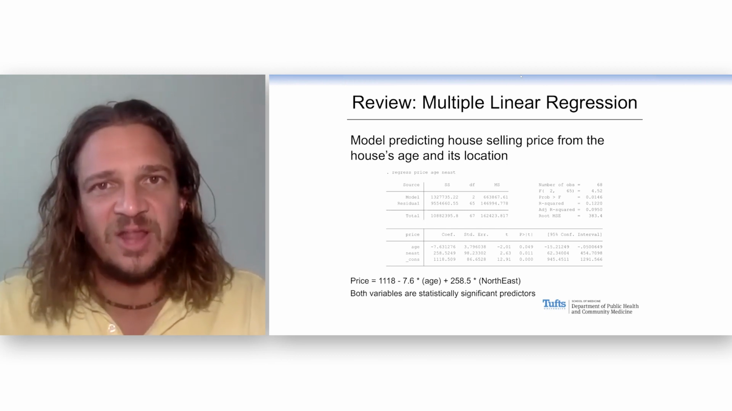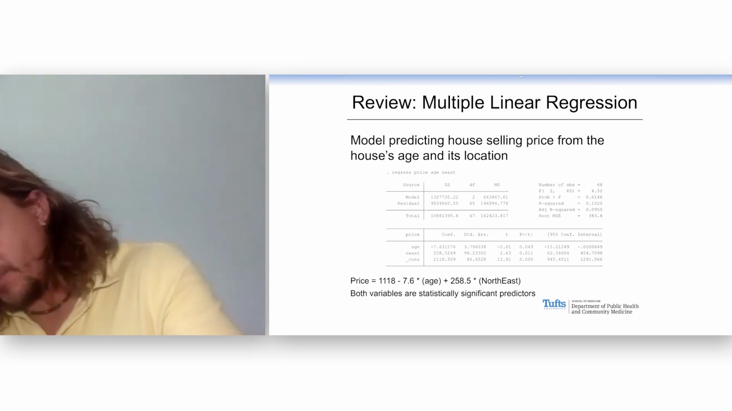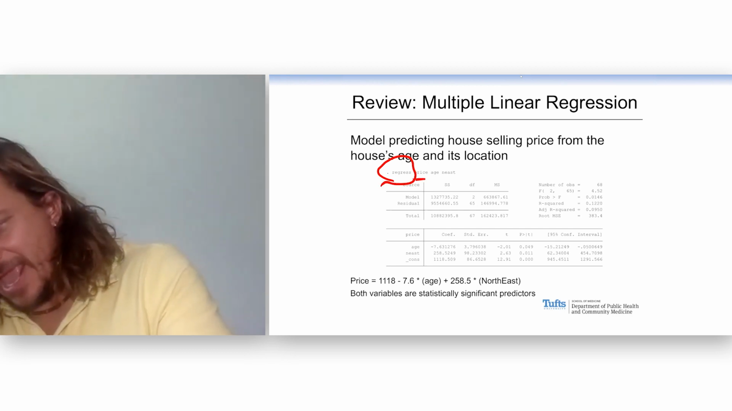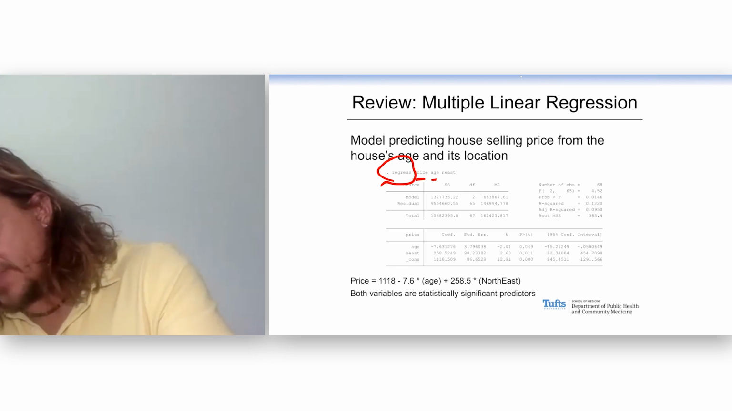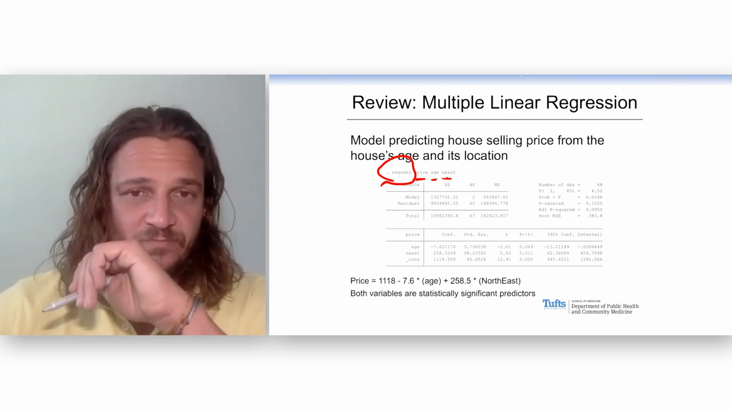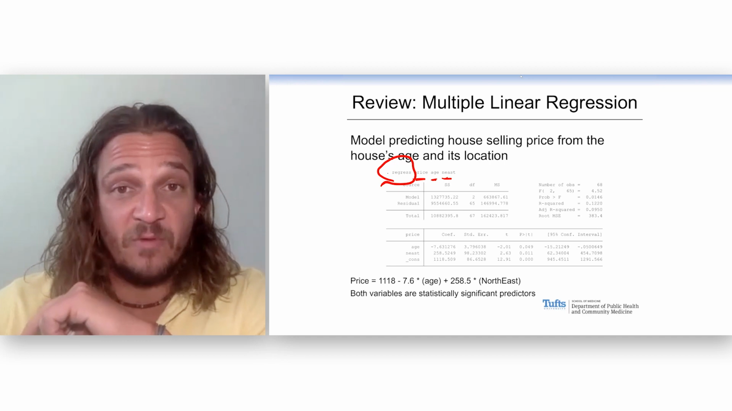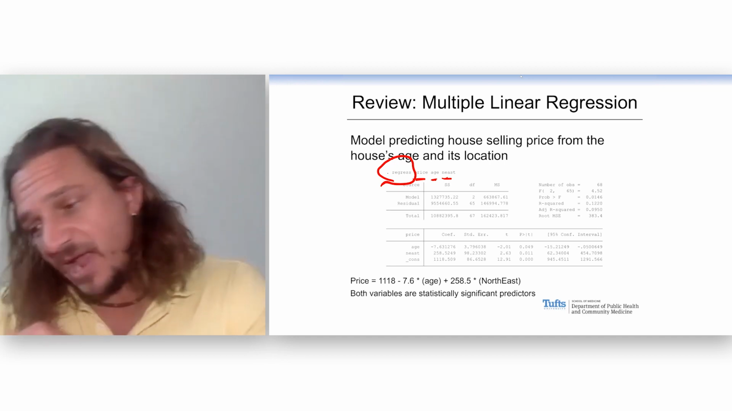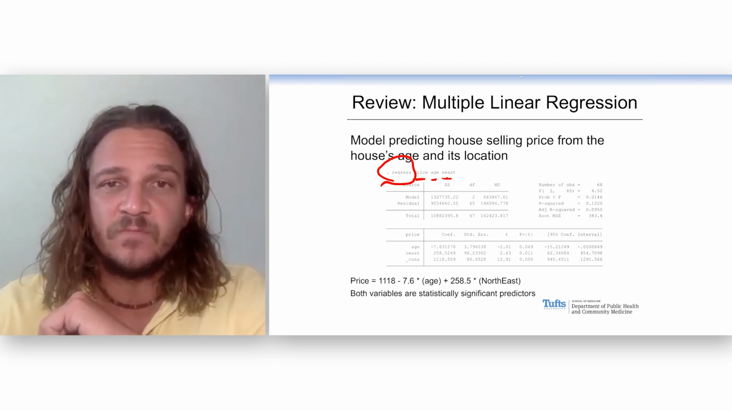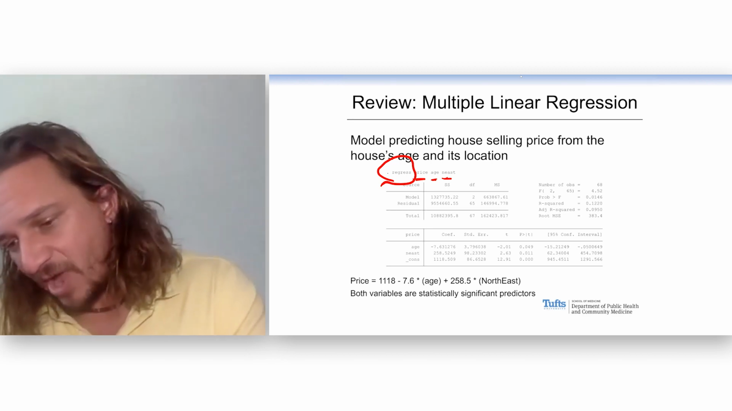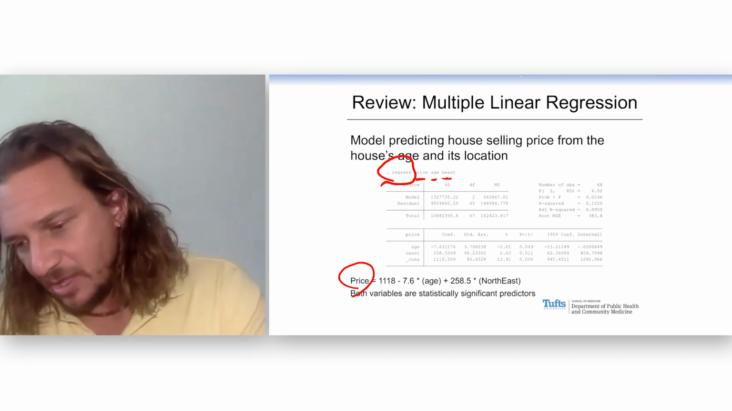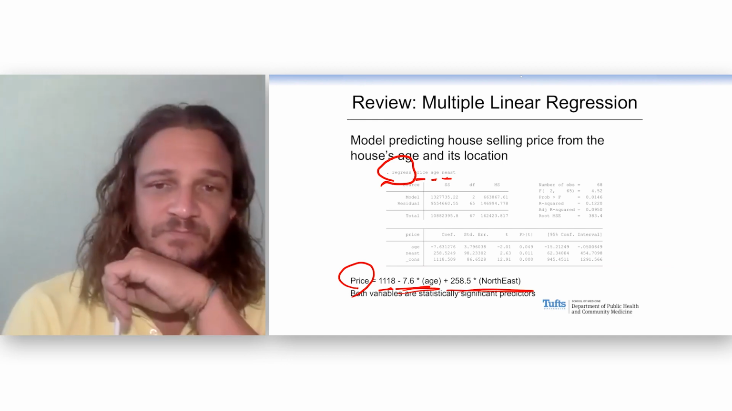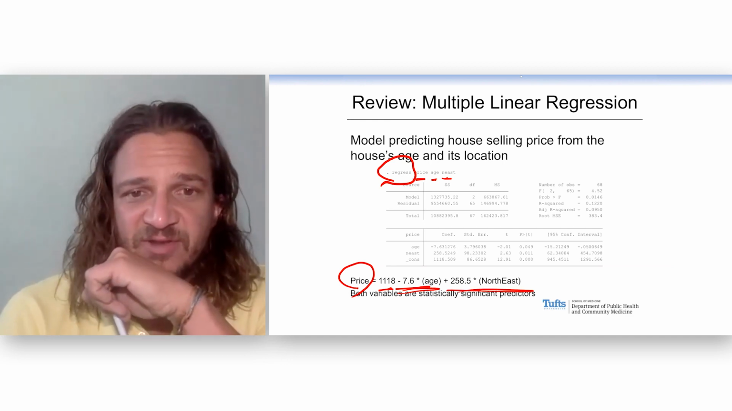We have this data set trying to predict house selling prices. Regress price age, and then we had this variable northeast. Northeast was a binary variable for the location of the house. How is the house's selling price predicted by its age and its location? We get a regression model that says price, intercept, slope, location. Both of these are significant predictors.